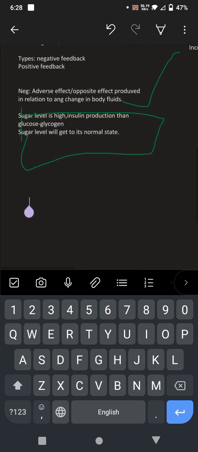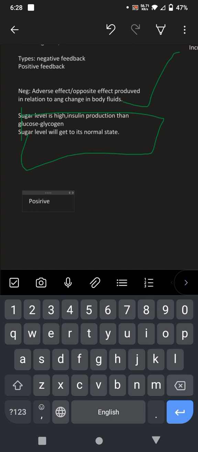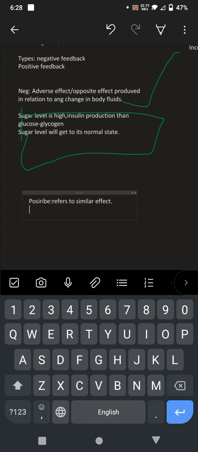Now we do have positive feedback, which refers to the similar effect. It means that it is not the opposite effect of any change in the body. In this, the increased substance will increase rather than getting decreased, and it will never get into its normal state.